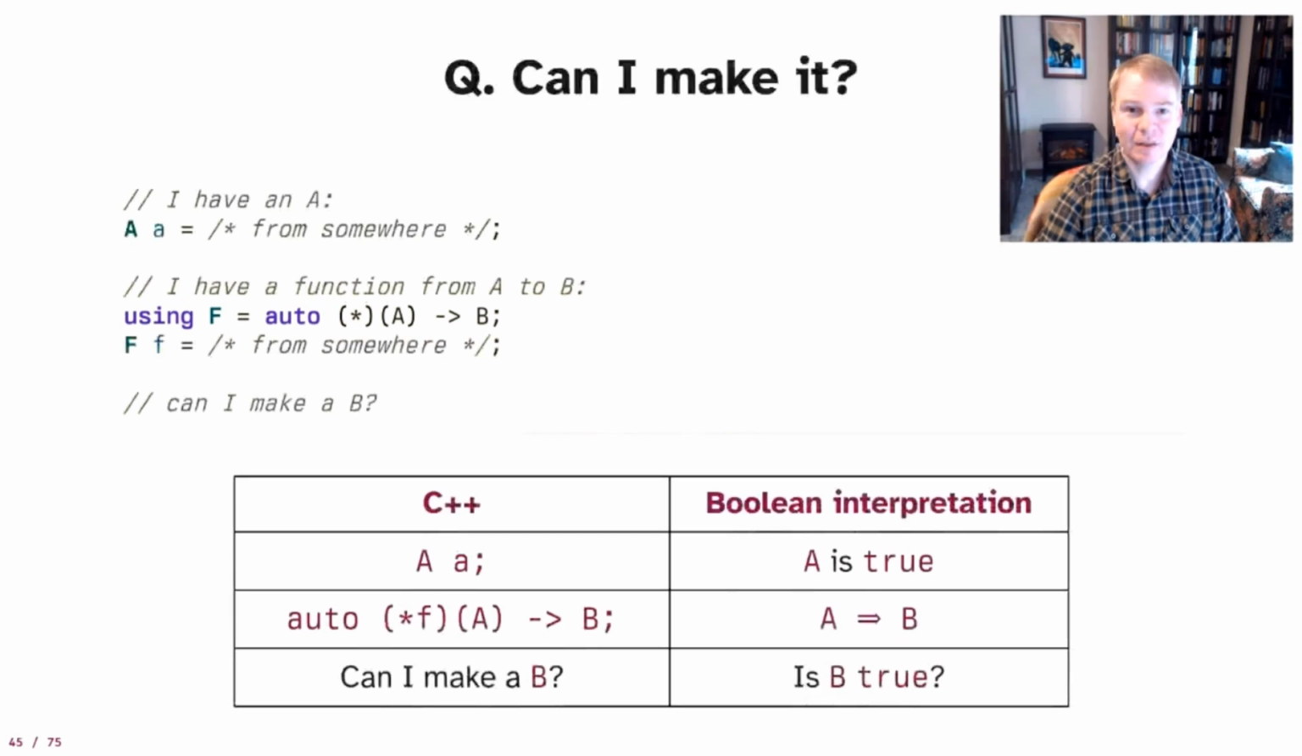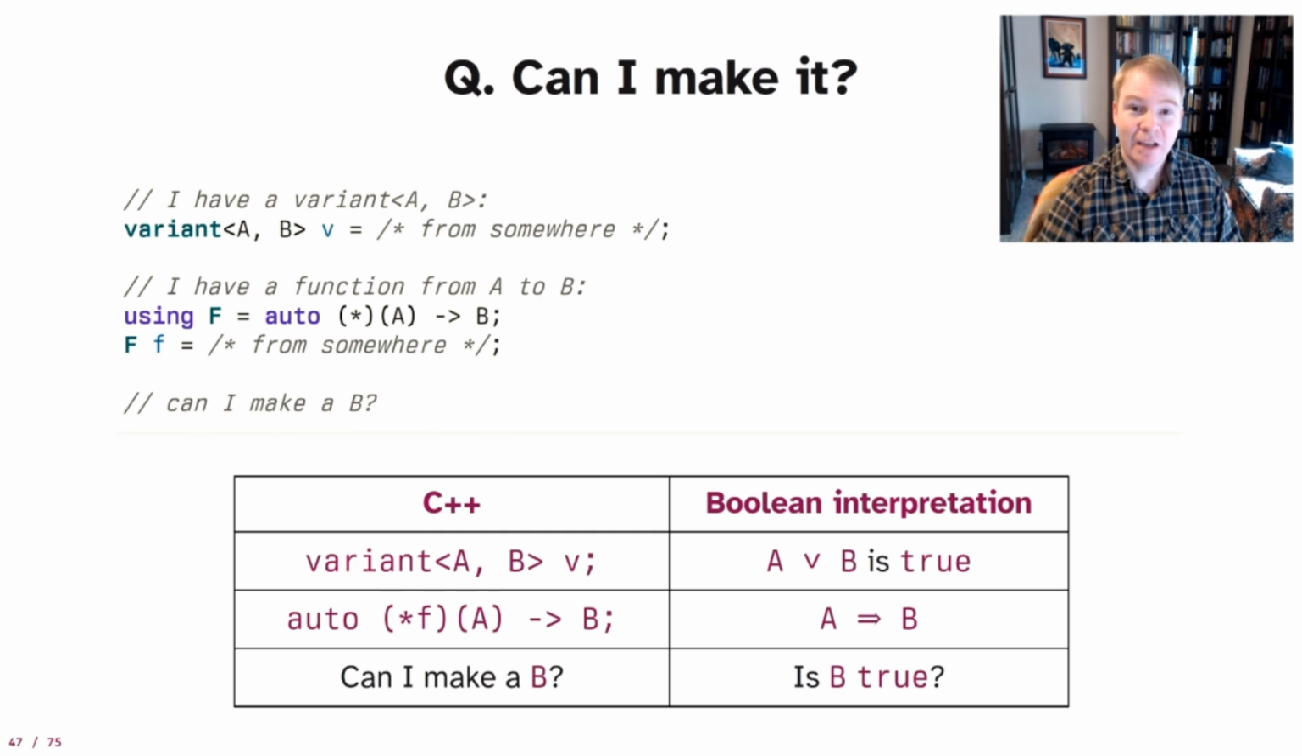Let's reinterpret the quiz. When we say, I have an A, we're saying A is true. And when we say, I have a function from A to B, we're saying A implies B is true. And when we say, can I make a B, we're asking, is B true? When we say, can I make a pair of A and B, we're saying, is A and B true? And when we say, I have a variant of A and B, we're saying A or B is true.